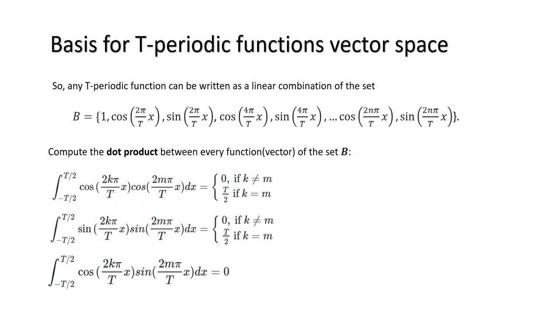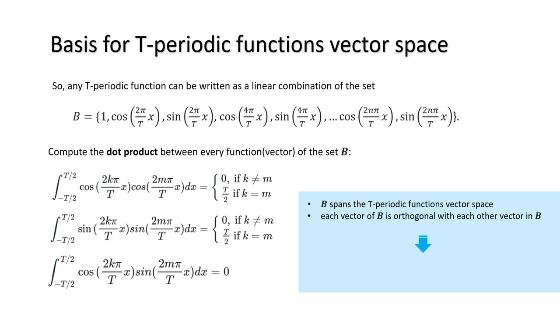So what does it mean? We have two facts. The first one is that it spans a T-periodic function's vector space, and the other fact is that each vector of B is orthogonal to each other vector in B, as we can see from these zeros here. What does it mean? It means that B is a basis for our vector space of T-periodic functions.